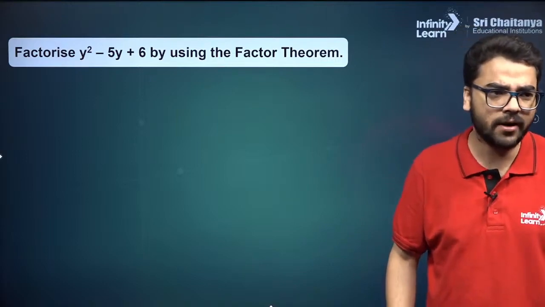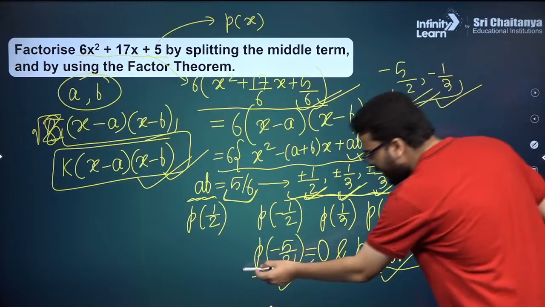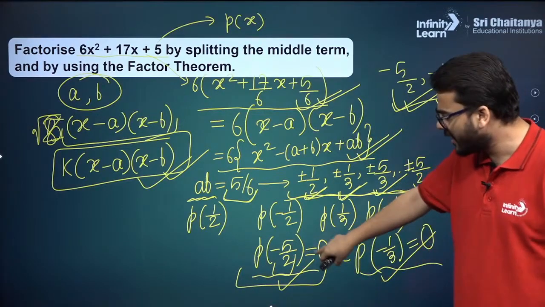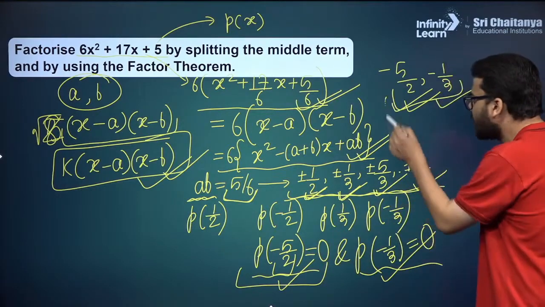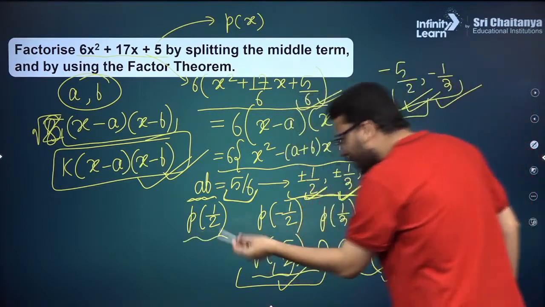Answer is 0 means what? Hello Yash. Answer is 0 means what? Oh, are you talking about this p of minus 5 by 2, Yash? Yeah, that will be 0. See, p of minus 5 by 2 will for sure come 0 because minus 5 by 2 is a 0 of this polynomial. But you will see that p of half will not be 0.